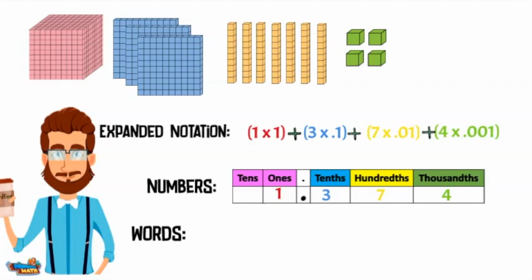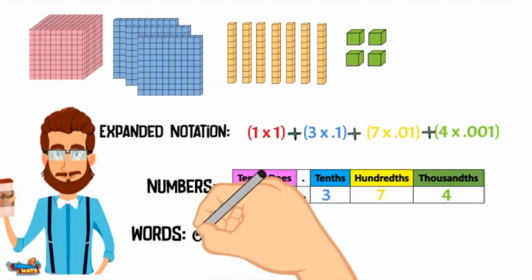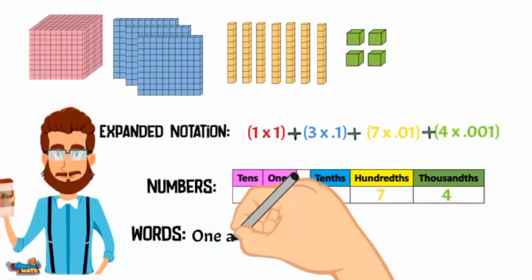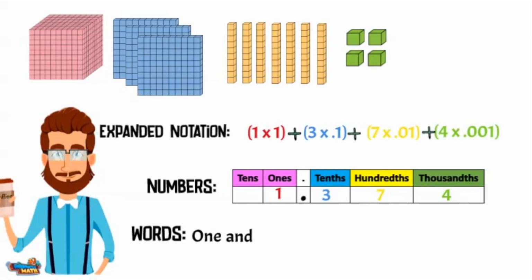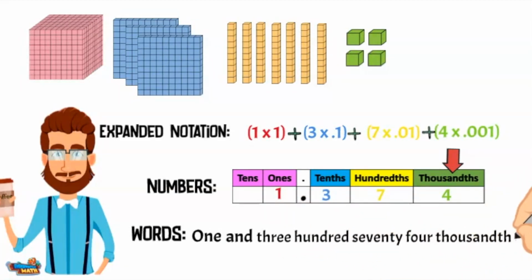Now, use words to describe the decimal. We start by reading the digits before the decimal. 1. The word "and" is used to tell the reader where the decimal is placed. Now the part of the decimal being labeled is only part of a whole. The digits after the decimal are read together, ending with a label for the place value where the last digit lands. 4 is the last digit in this example, and it lands in the thousandth place. The numbers after the decimal will be read as 374 thousandths. Altogether, the decimal is read 1 and 374 thousandths. That sure is a mouthful.